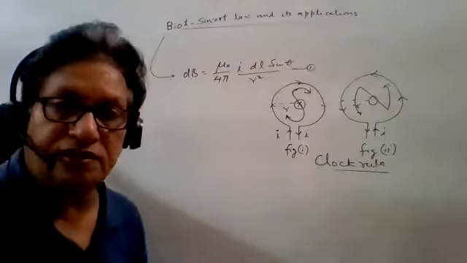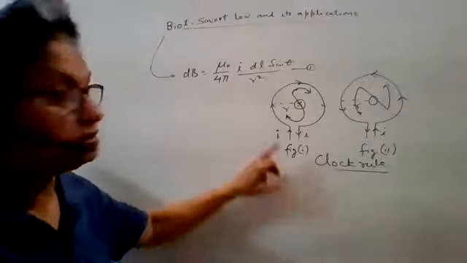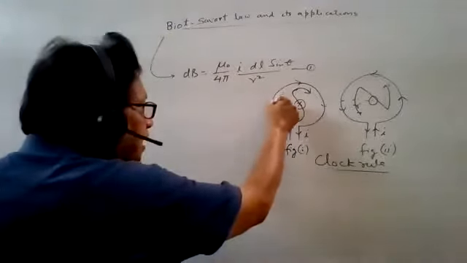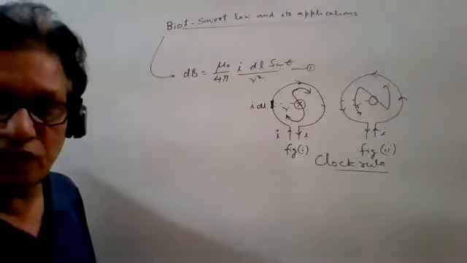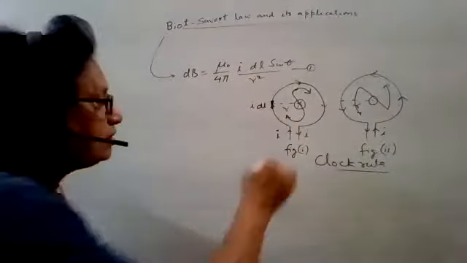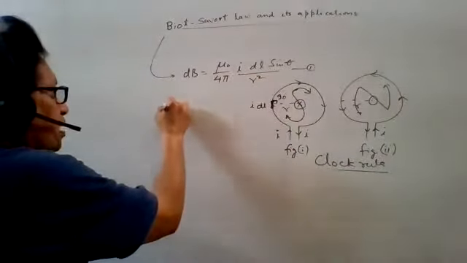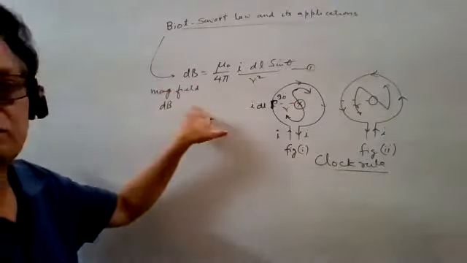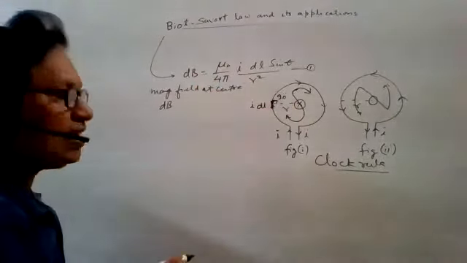Now, we have already found the direction. We are now interested in finding the magnetic field magnitude. We can find the magnitude using the Biot-Savart law. We take a small current element here. What is theta here, the angle between the current element and the radius vector? It is 90 degrees. If you apply it here, the magnetic field is dB, the magnetic field at the center due to the current element.